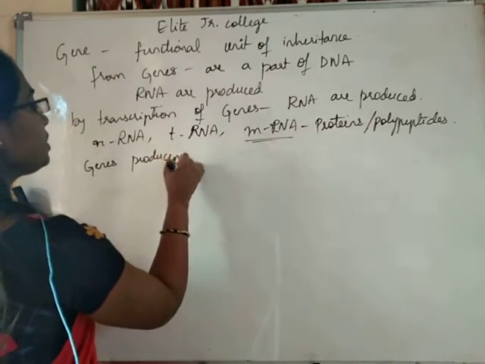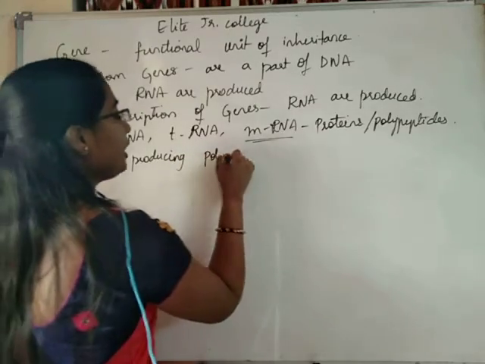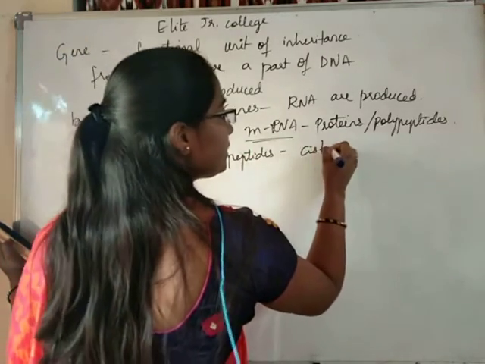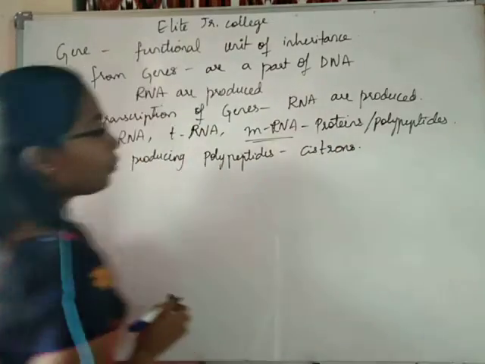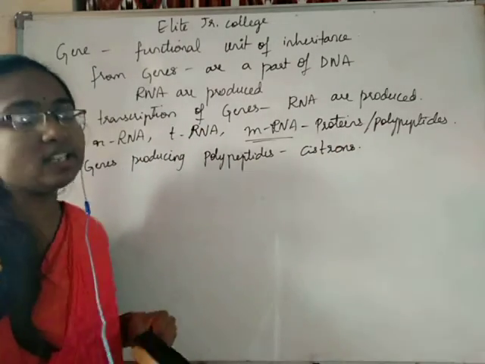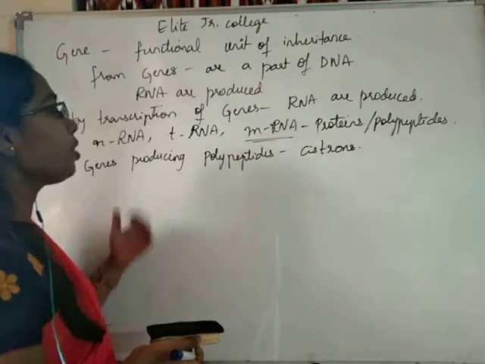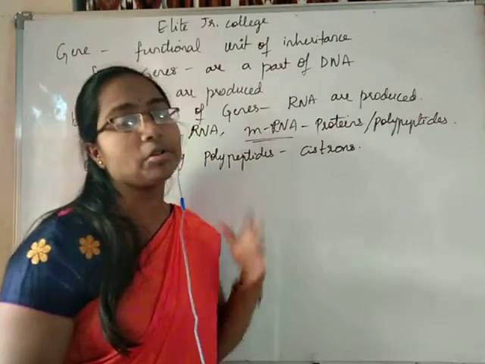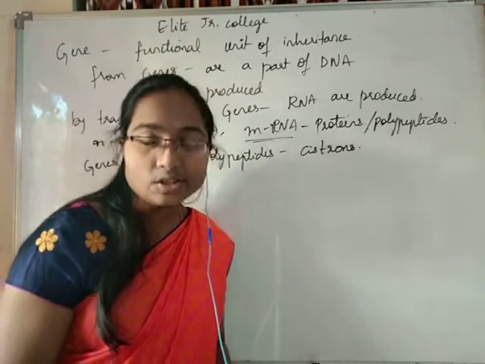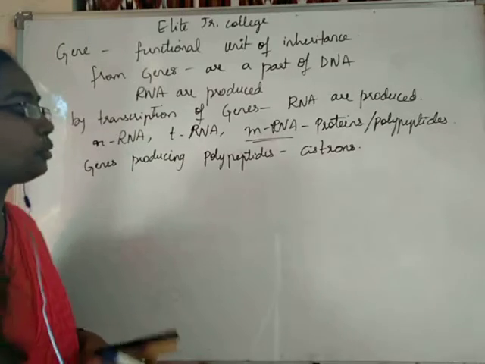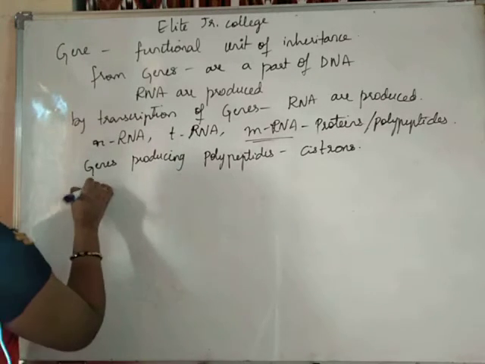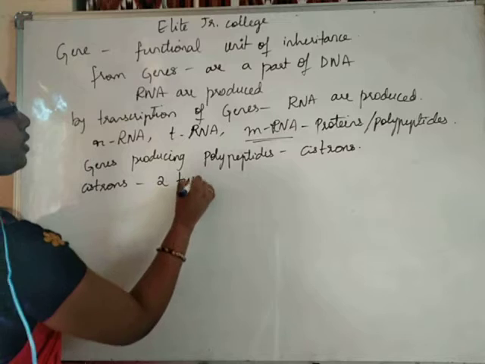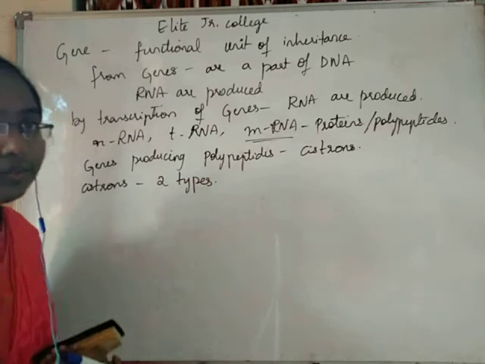the genes producing polypeptides are called cistrons. What are the genes producing polypeptides called? The genes producing polypeptides are called cistrons. These cistrons are of two different types. The cistrons are of two types.